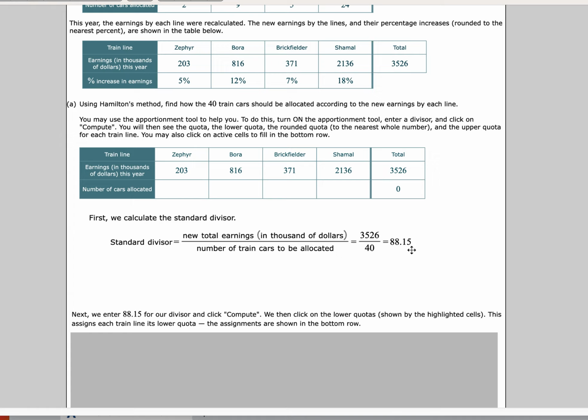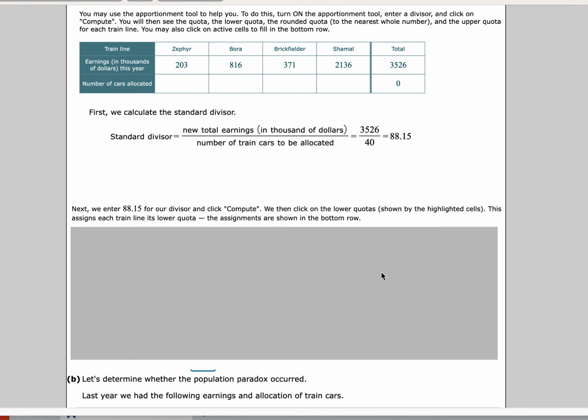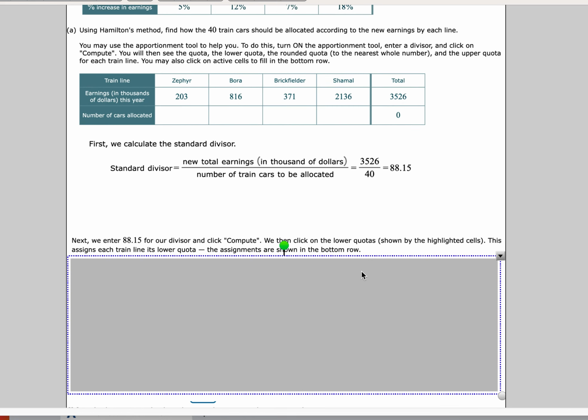And when we do, we get 88.15. Now, the wonders of modern technology, all you have to do is enter that in as your standard divisor, and wonderful calculations will explode on your screen. I have to take my calculator and divide it into each one of these earnings to figure out what their little decimal pieces are. So you enter in whatever your divisor into the divisor spot and click compute and turn it on so that all the calculations will be done for you. And this will be what you see when it's all done for you.